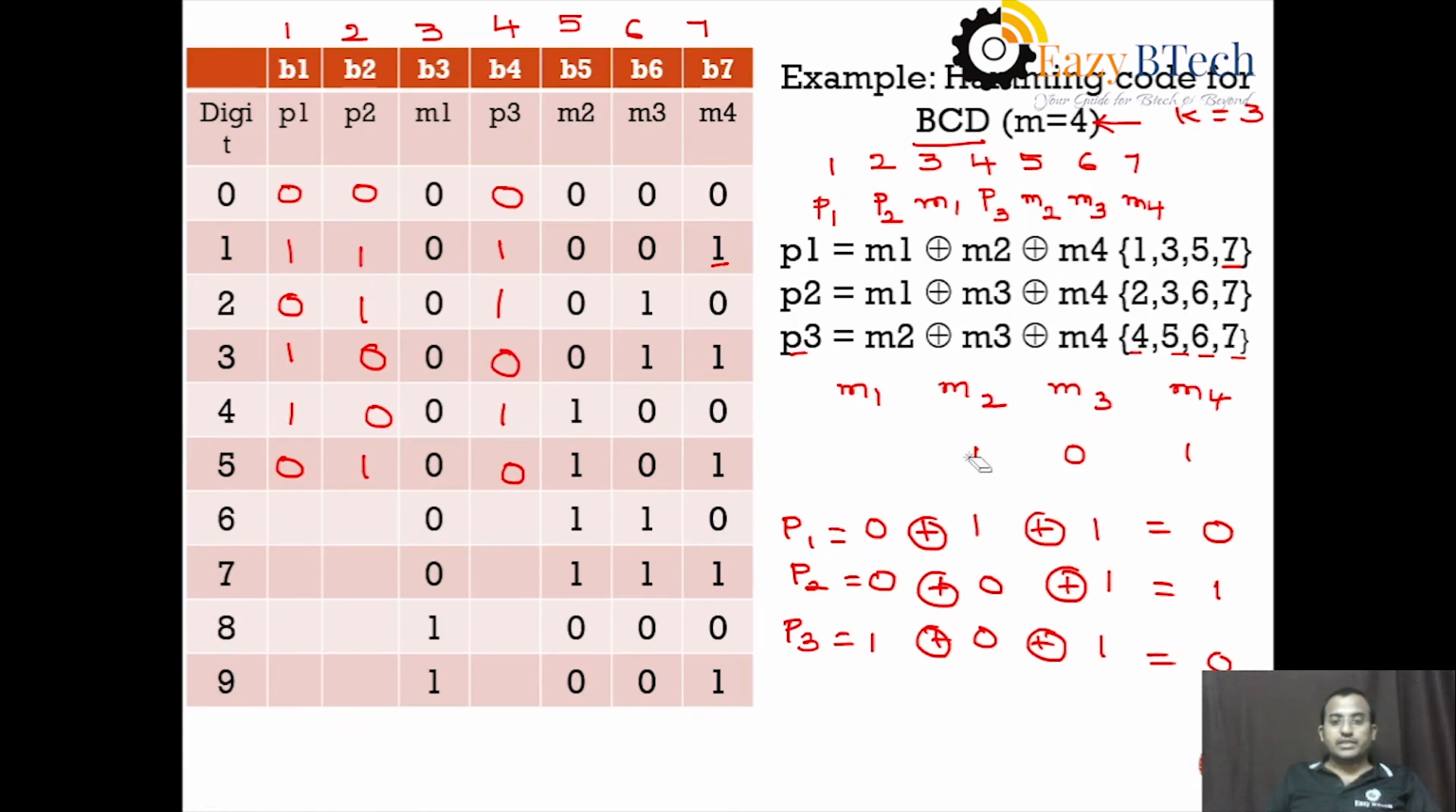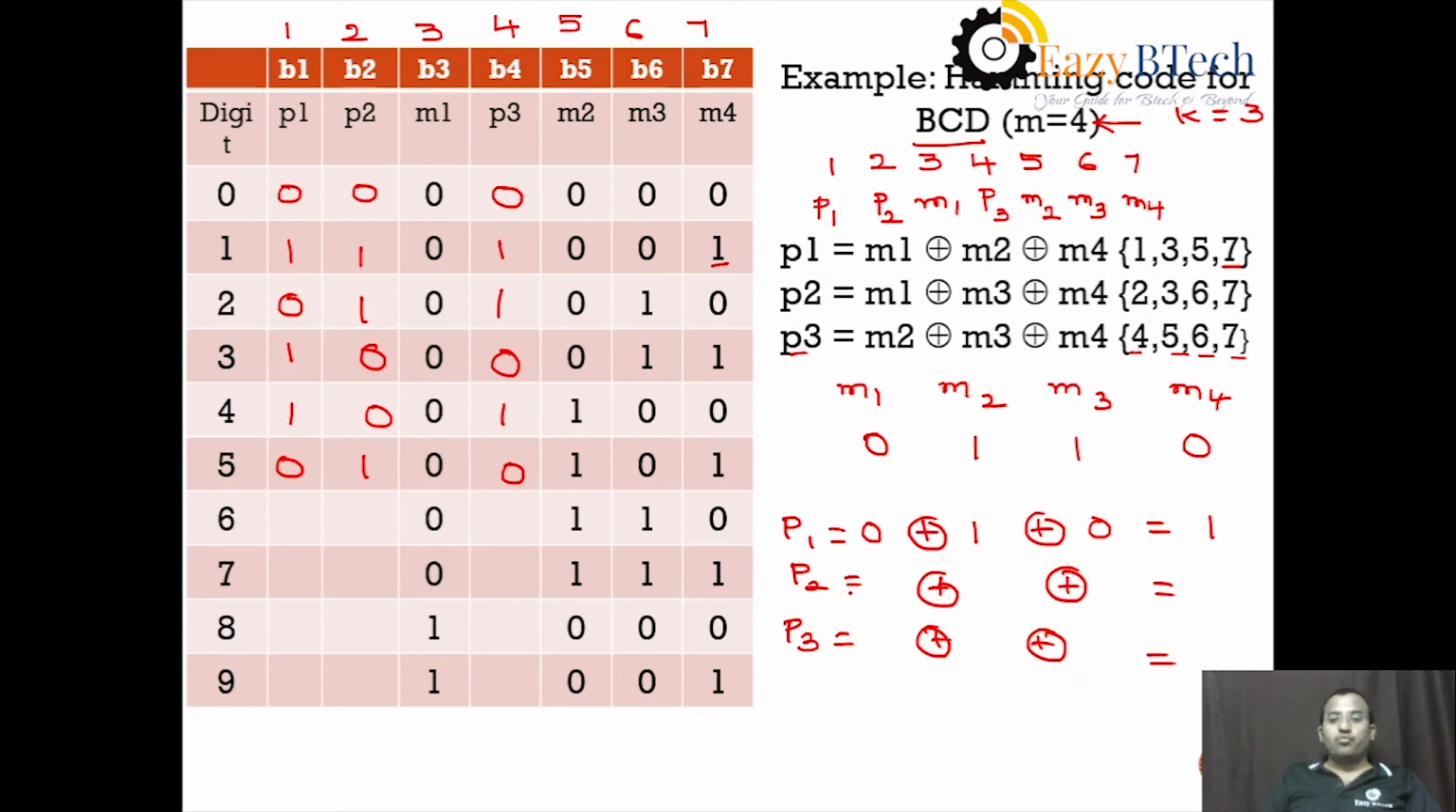Next message is 0110. So for P1 we have to calculate M1 modulo M2 modulo M4. M1 is 0, M2 is 1 and M4 is 0. So 0 modulo 1 is 1, 1 modulo 0 is 1.